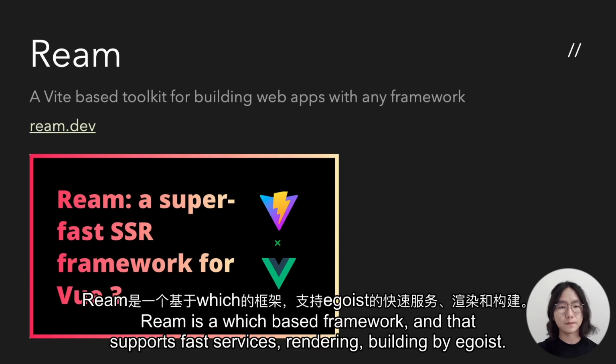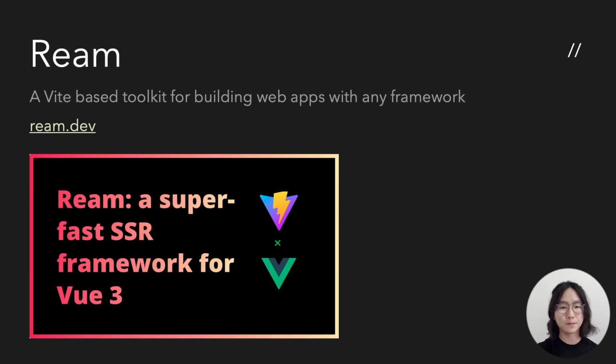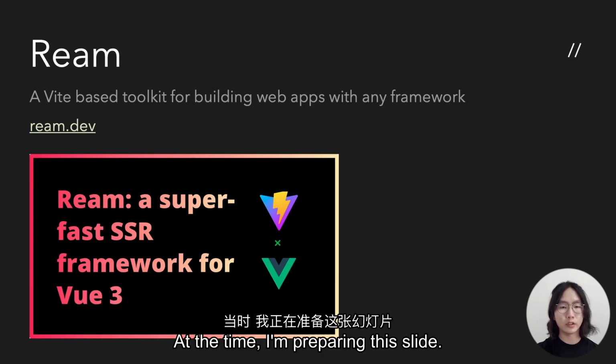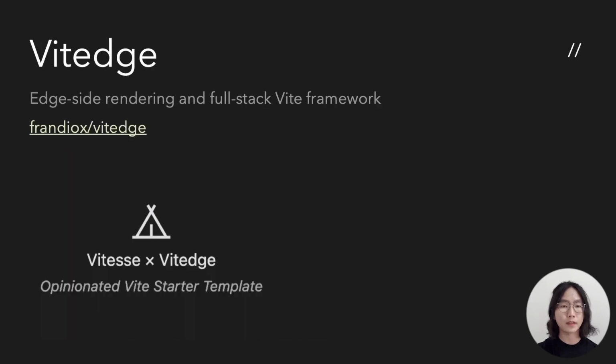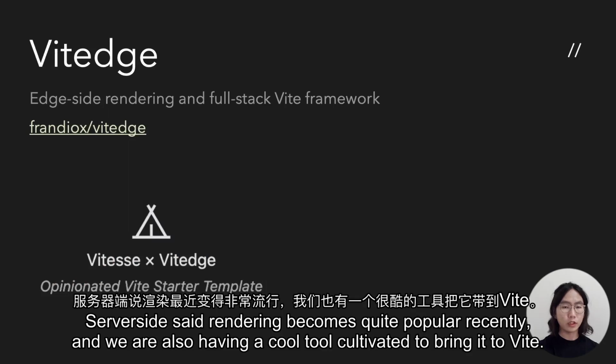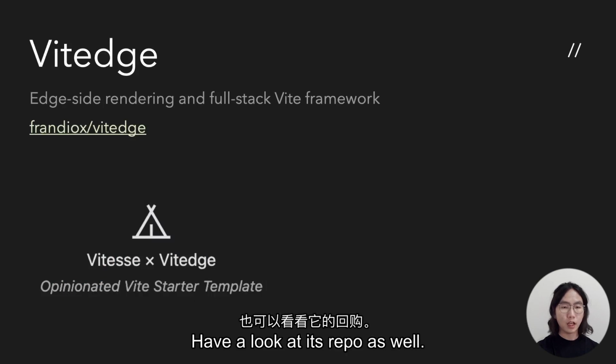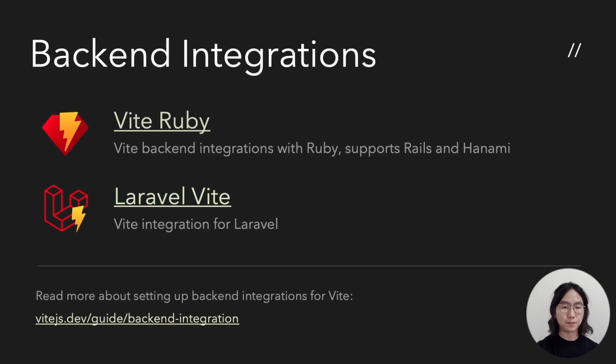Ream is a Vite-based framework that supports faster server-side rendering built-in, by Egoist. At the time I'm preparing these slides, they are doing a rewrite that makes it work not only for Vue, but also for any frameworks. Stay tuned on that. Edge-side rendering has become quite popular recently, and we also have a cool tool called Vite to bring it to Vite. Have a look at its repo as well.